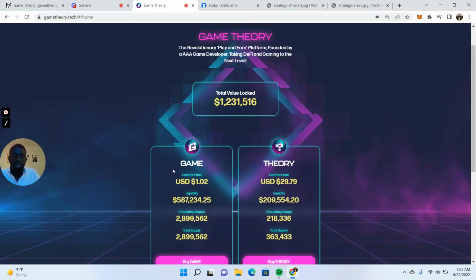Price per game, $1.02. So we actually dipped underneath peg the day before yesterday for about 12 hours, and then we immediately bounced back from that point. And I think that's just a huge sign to see how much confidence there is in our community, that as soon as we drop back below peg, we immediately jump back above that price of $1. And you see here, Theory's been holding steady around that $30 mark as well.